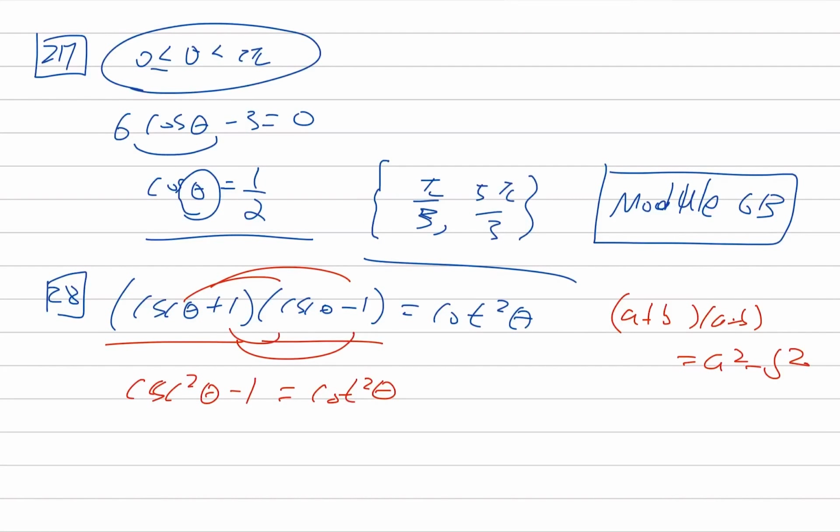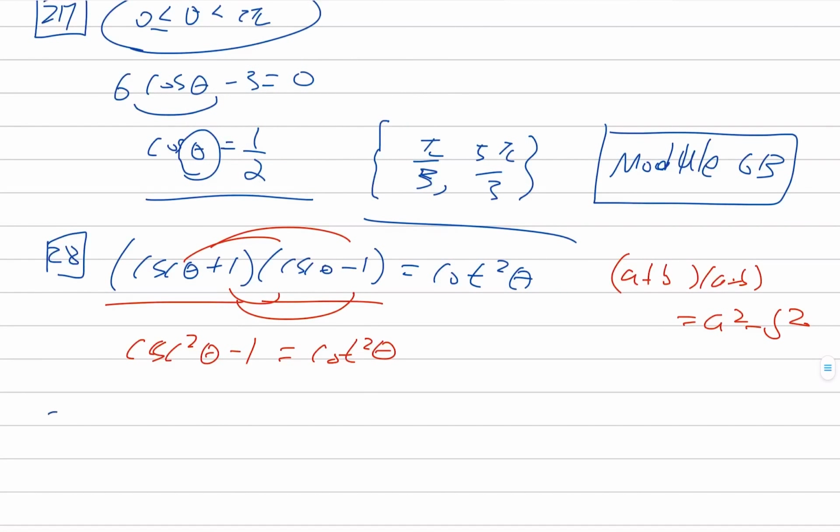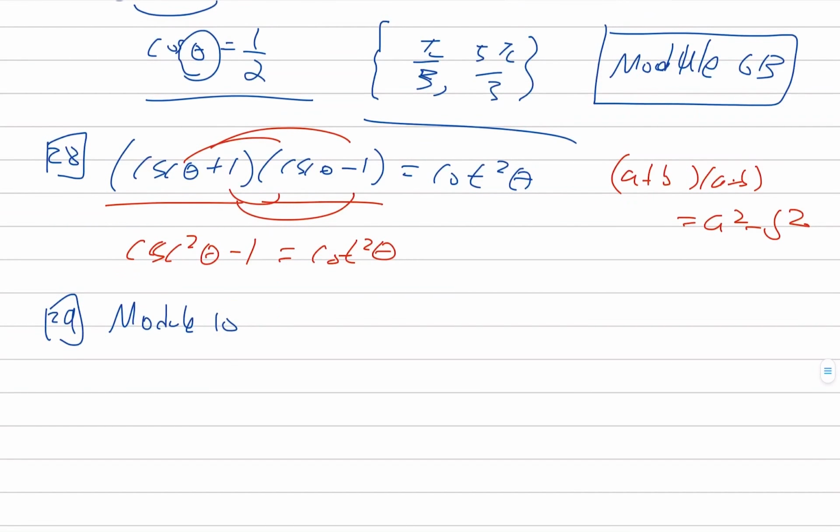Okay. So 29, we just did this. Same problem, right? 29 is from module 10. Okay, module 10. I'm afraid my pen is going to run out of battery. And 30 is partial fraction decomposition, also from module 10.